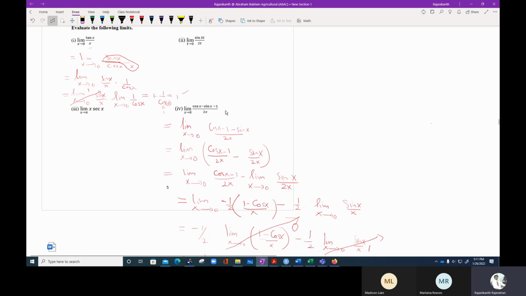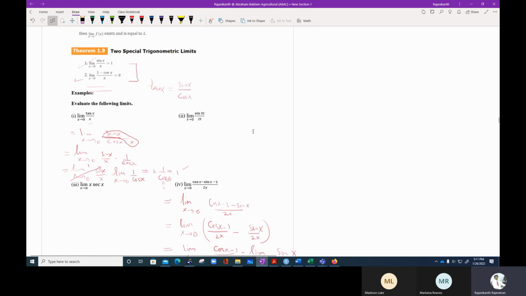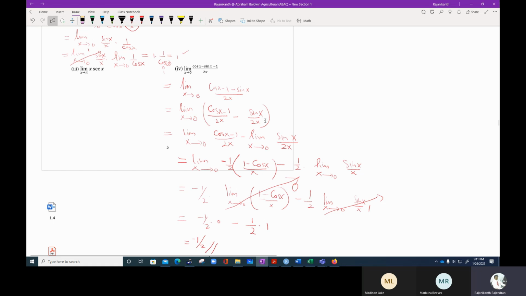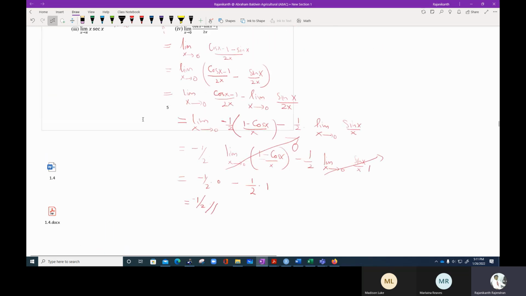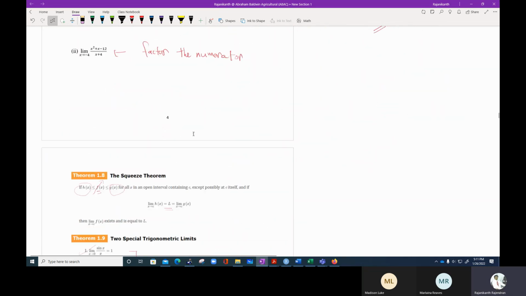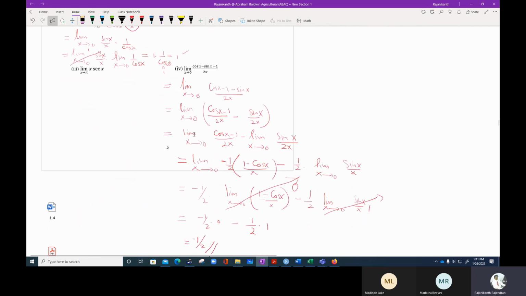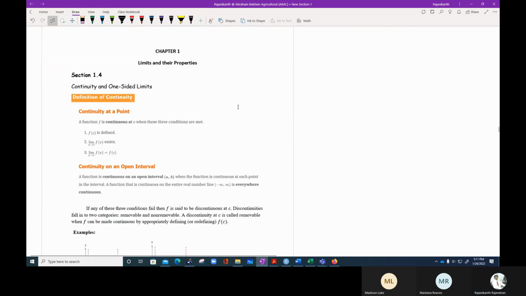Okay, so you have to somehow bring sin x over x and 1 minus cosine x over x by using some algebraic techniques you learned. Okay, that is there. So please work on the remaining problems I'm leaving here. You could try those problems, and later this week I will upload the solutions or the completed notes into Georgia View. Okay.